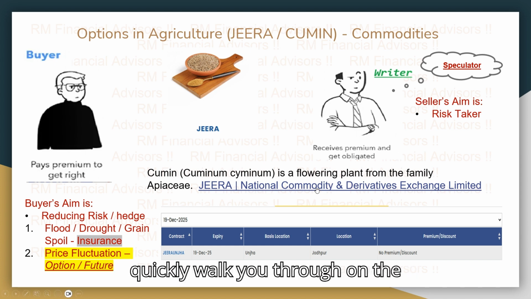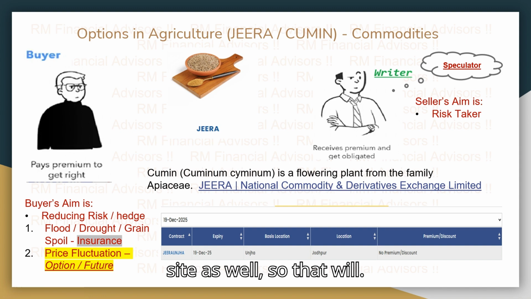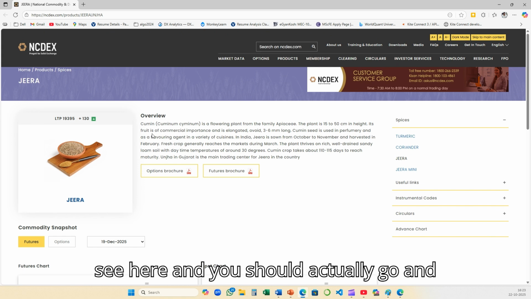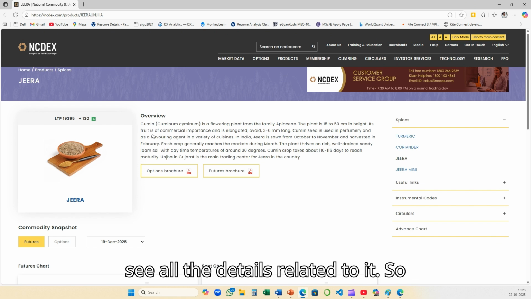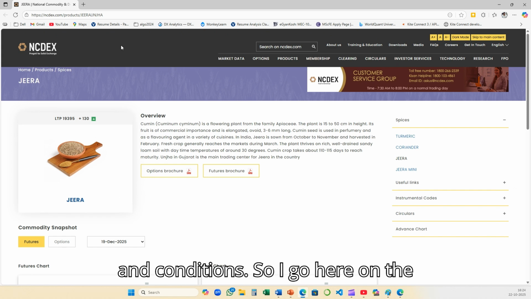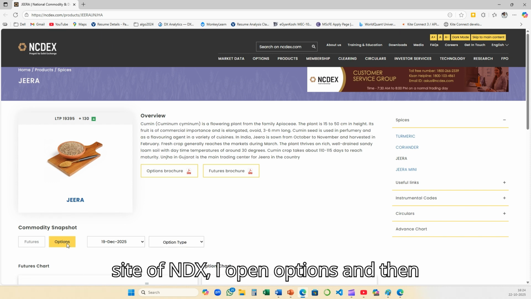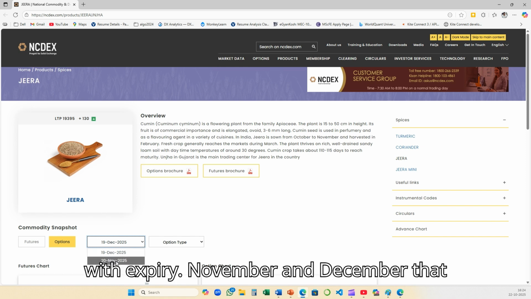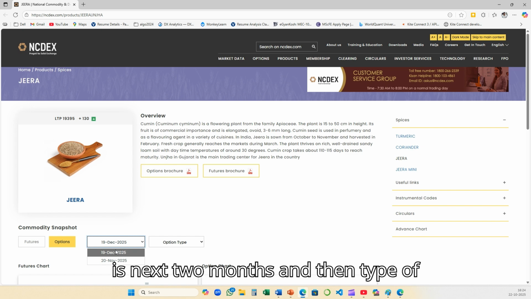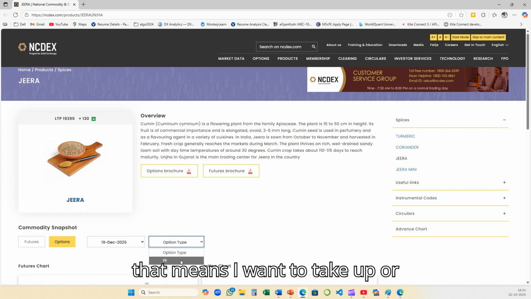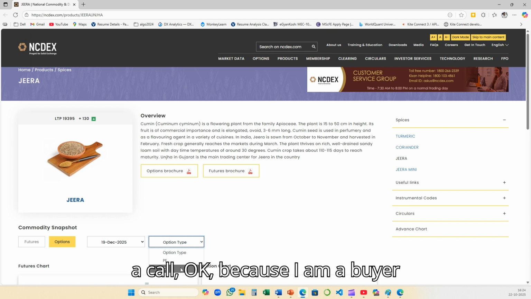Let me quickly walk you through the site as well, so that will help with understanding. You should actually go and see all the details related to it, as all the terms and conditions are very clearly defined. I go to the site of NCDEX, I open options, and you can see the options are available with expiry of November and December, that is the next 2 months. Then the type of option, whether I want to buy a PE, that means I want to buy a put, or I want to buy a call.